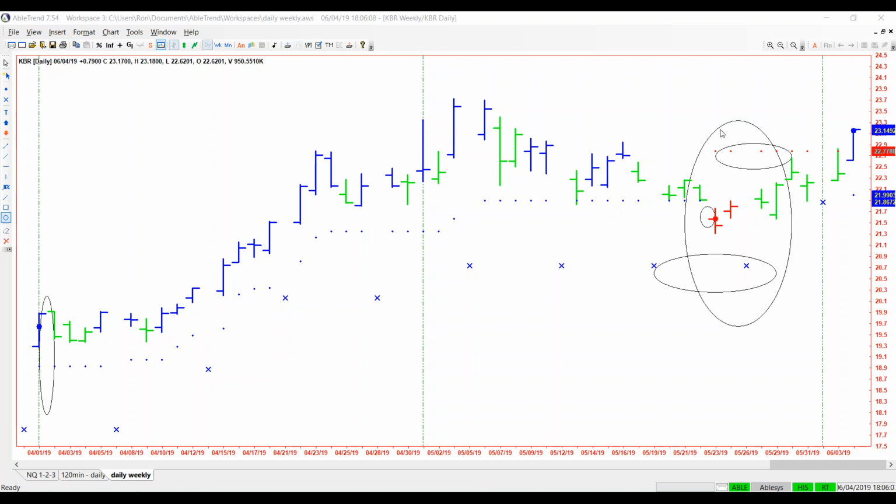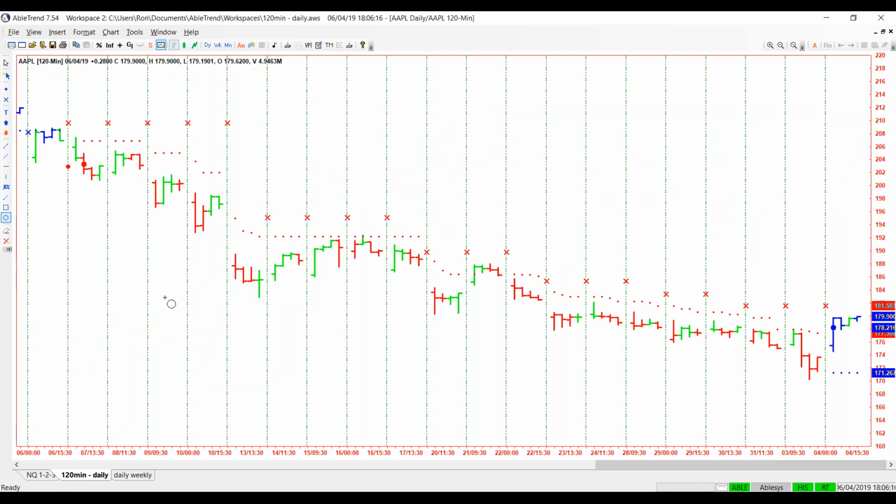All right, let's take a look at a swing trade because some people don't want to hold that long, yet they want a swing trade. Many of our clients use Able Trend for swing trading stocks and indices. Well, let's take a look.